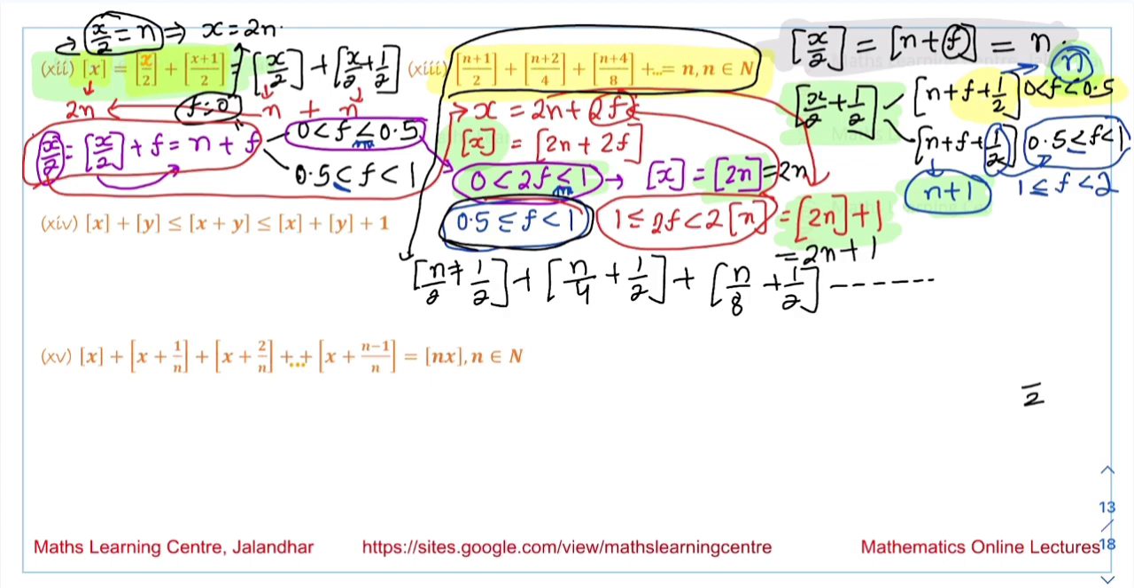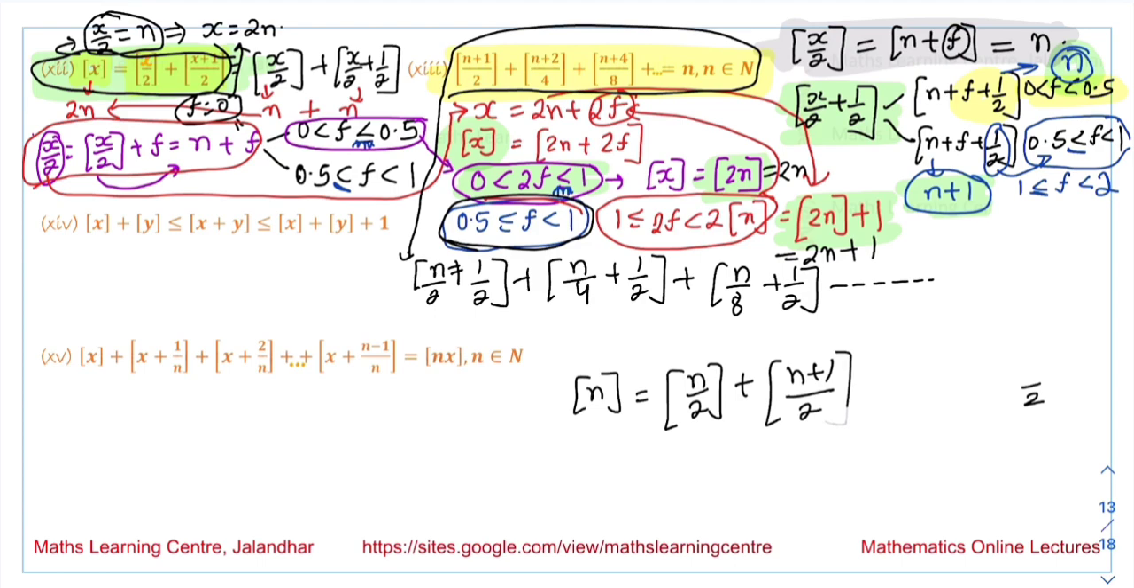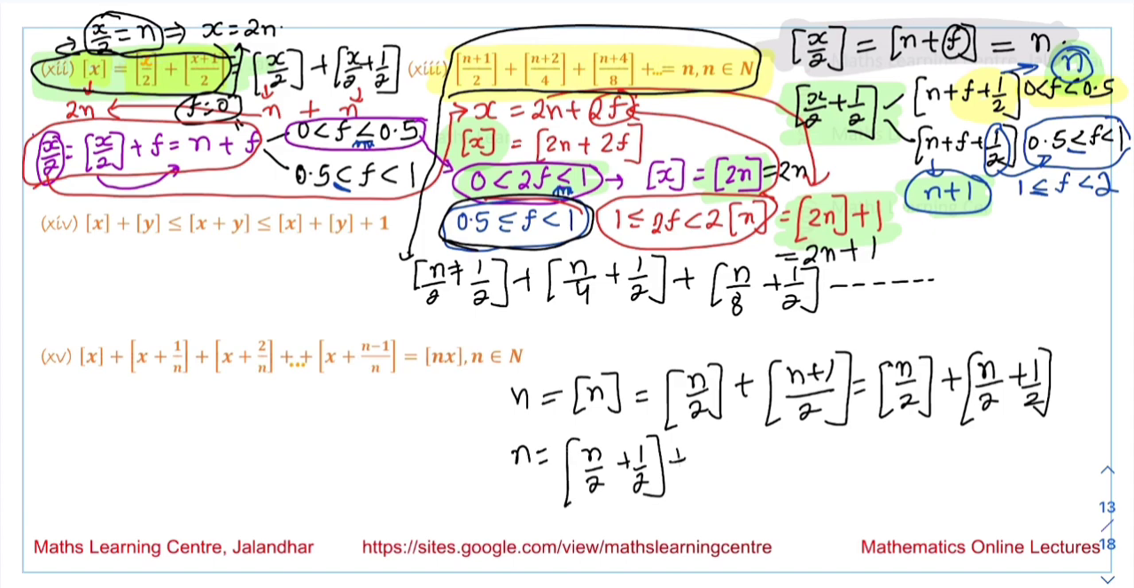So if we look at the previous formula we have proved, the greatest integer of n is equal to the greatest integer of n by 2 plus the greatest integer of n plus 1 by 2. This is equal to the greatest integer of n by 2 plus n by 2 plus 1, and this value is equal to n. So this gives us that n is equal to n by 2 plus 1 by 2 plus the greatest integer of n by 2.